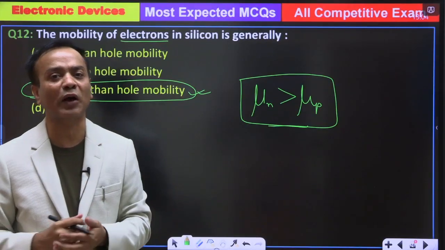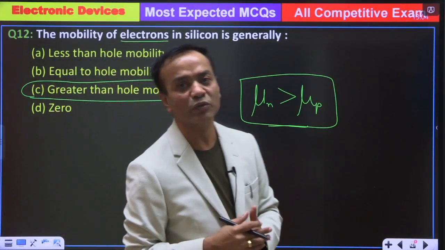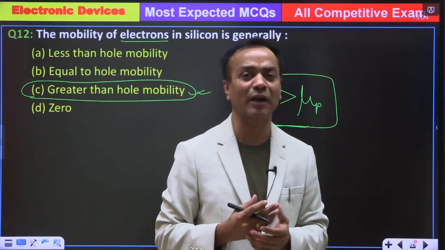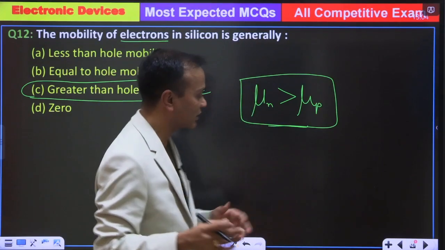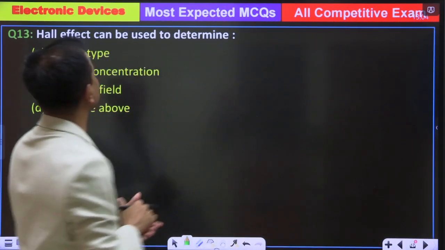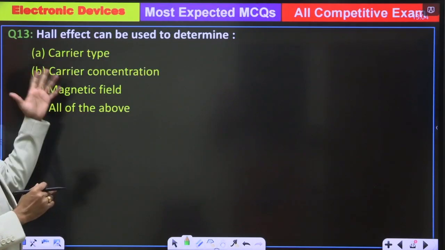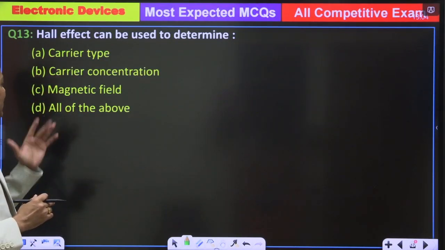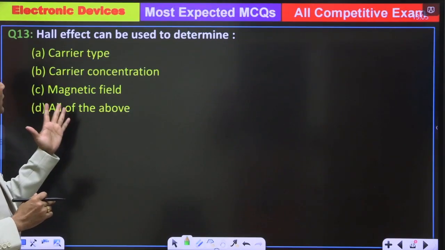All these points can be transformed into questions in some exams and even many of the competitive exams also. So next is, Hall effect can be used to determine: carrier type, carrier concentration, magnetic field, all of the above.